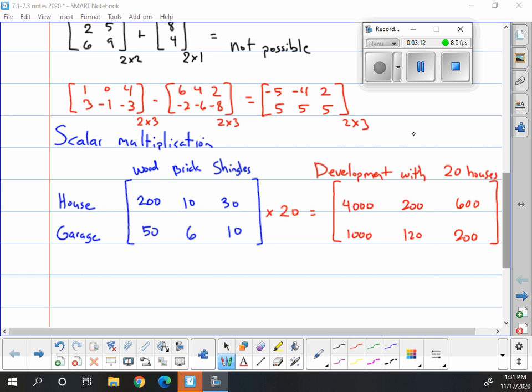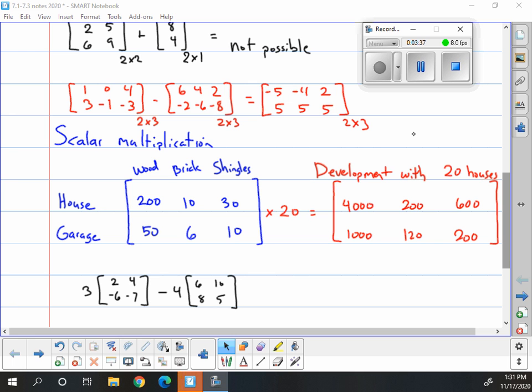So let me give you one and see if you can work it out. So let's say I want to do 3 times the matrix 2, 4, -6, -7, minus 4 times 6, 10, 8, and 5. So if you've got your paper, pause it right here and work it out. And then when you unpause it, I will keep working out the solution.